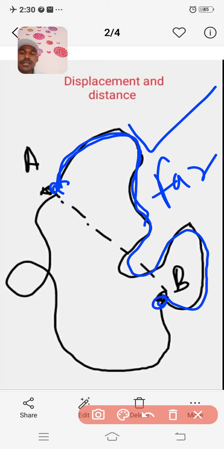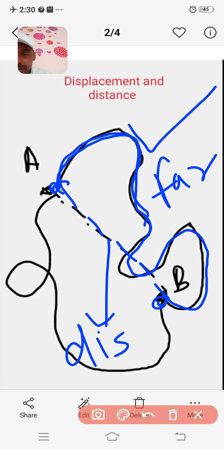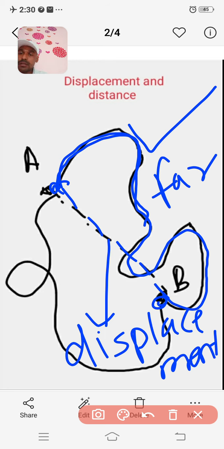The distance measured along the dotted line gives the magnitude of the displacement, the magnitude of the displacement of the particle from A to B.